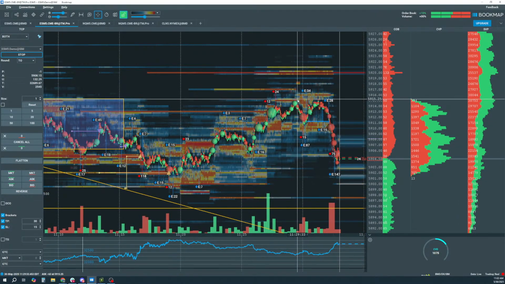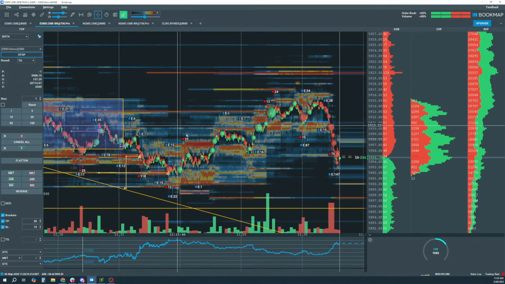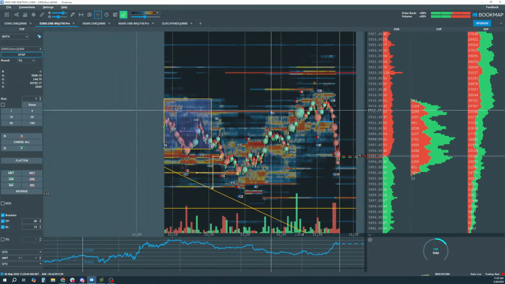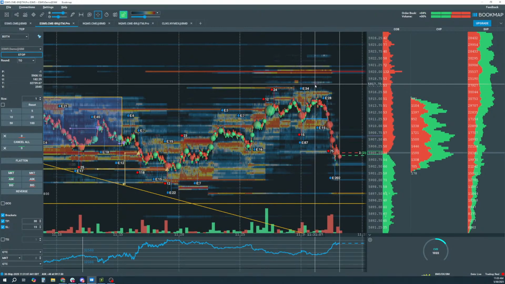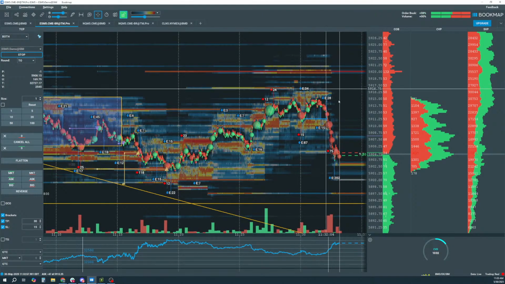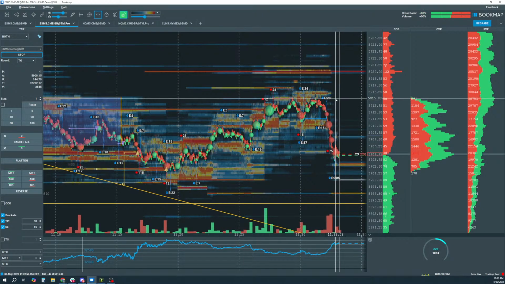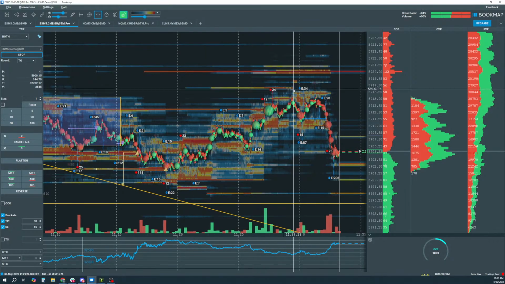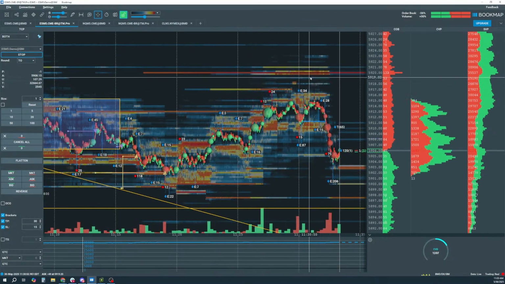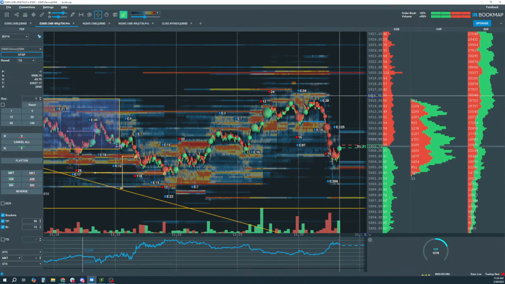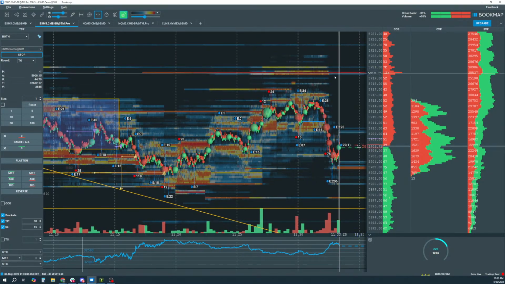Brutal, just brutal to see this kind of chop back up to here again, and then look at the sellers take it right back down. This really can be frustrating for traders. Trading is just not easy, and this is why.